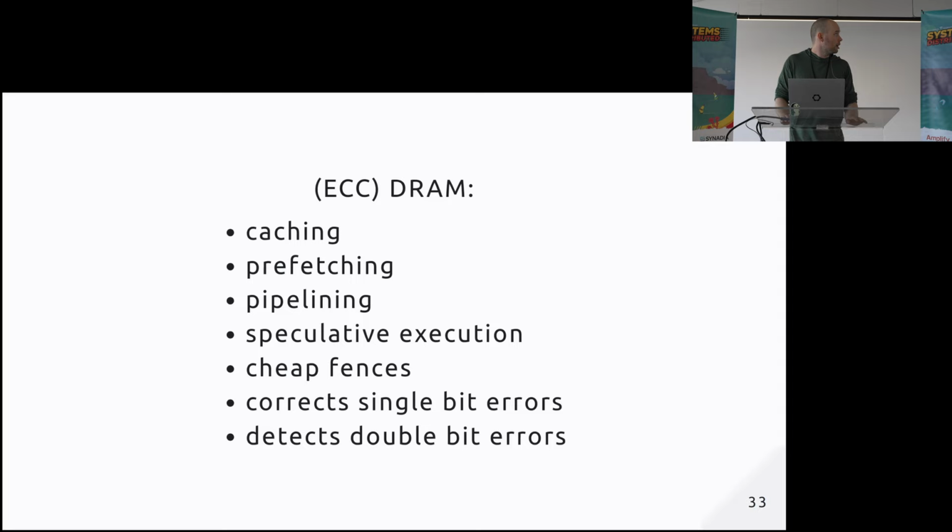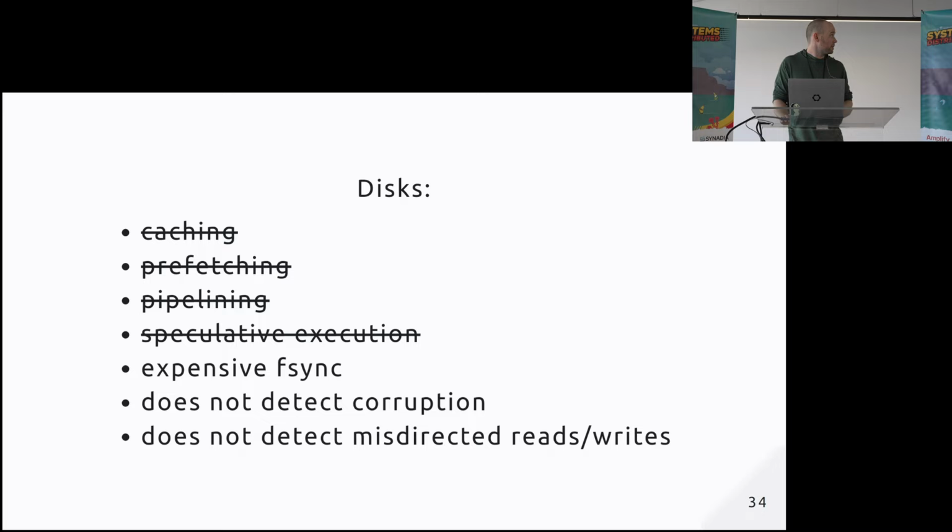When you're working with the disk, you have to write your own cache. You have to do your own prefetching and pipelining. Fsync is incredibly expensive, and so you have to go out of your way to come up with designs that avoid even needing it. And the disk does not detect corruption and does not detect misdirected reads or writes. So a lot of the complexity of the storage engine is just from doing all this stuff in software that you get for free in hardware when you're working in memory.